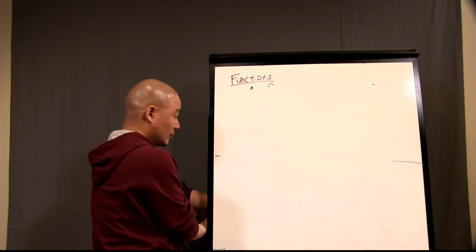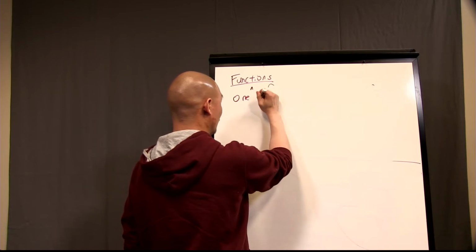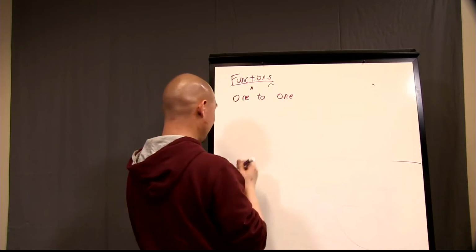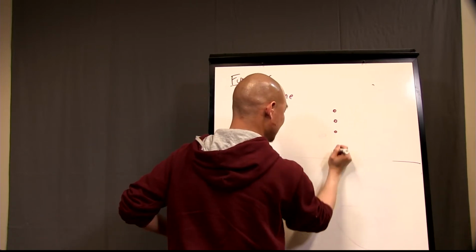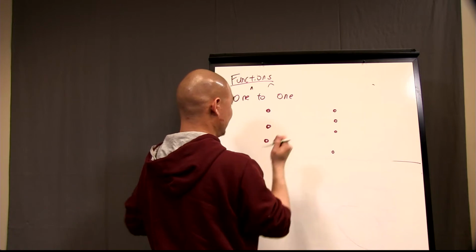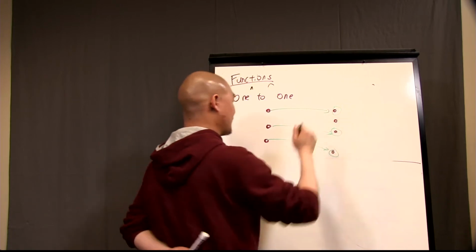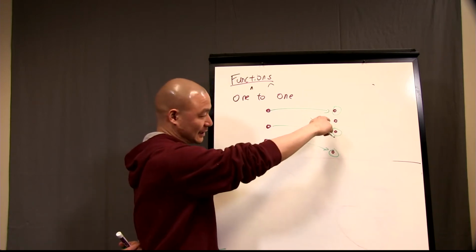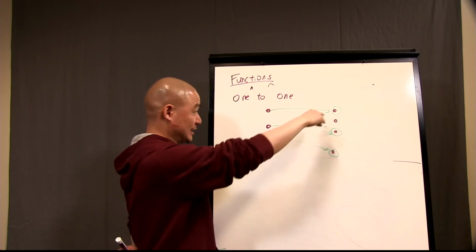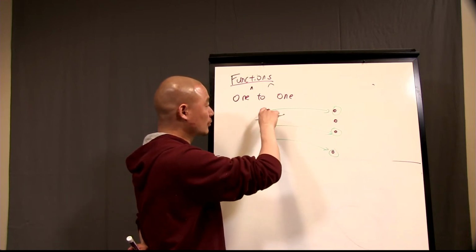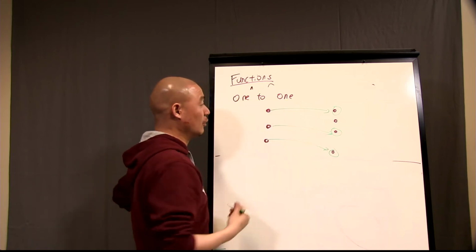So we say a function is 1-to-1 if every element is sent to something in the codomain and they're all unique. So if I have three guys here, I have three guys here, no two get sent to the same one. If your function is of that form, then we call that function 1-to-1.